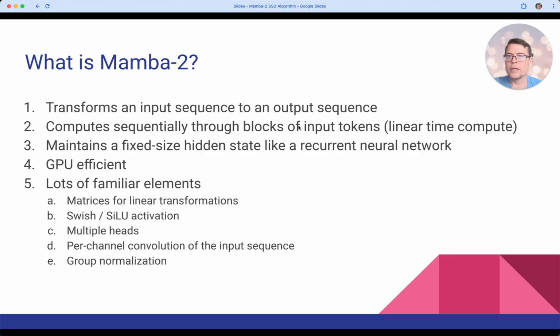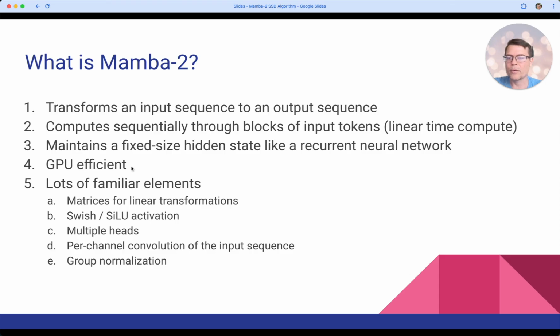So Mamba-2 is an algorithm that takes an input sequence and converts it to an output sequence of the same length. As it does that, it looks at the input in blocks. It looks at a chunk of the input, and then the next chunk and the next chunk. For each input token, it produces an output token. And as it goes, kind of like a recurrent neural network, it maintains a fixed size hidden state. So it looks at a token, computes the hidden state, produces an output, and moves through the input in that manner. It's very GPU efficient. That's one of the big improvements since Mamba-1.